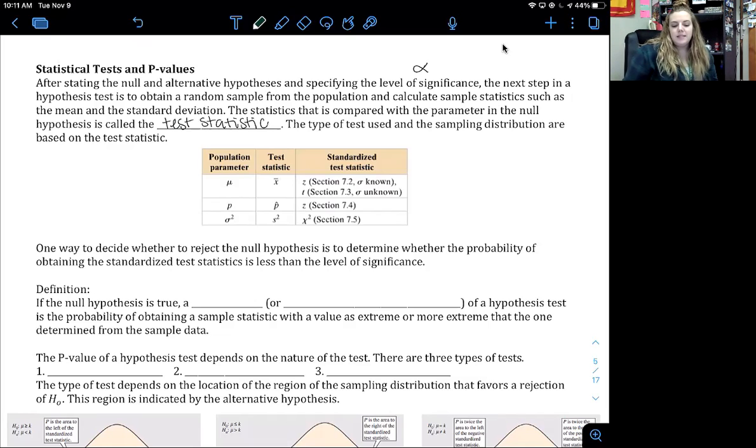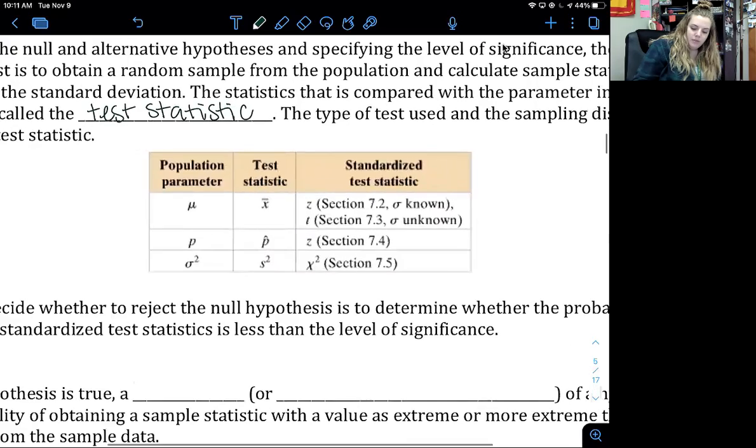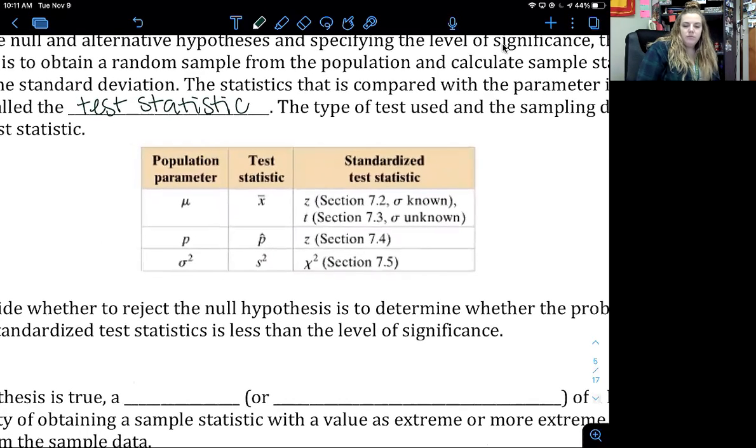Okay, the type of test used and the sampling distributions are based on the test statistic. So the ones we're going to look at from this table is going to be our mu, our population mean, and our test statistic is still our sample mean. And we're going to talk about using a z-test and a t-test. We're also going to look at our population parameter for the proportion, but we are not going to worry about the variance this year. Okay.